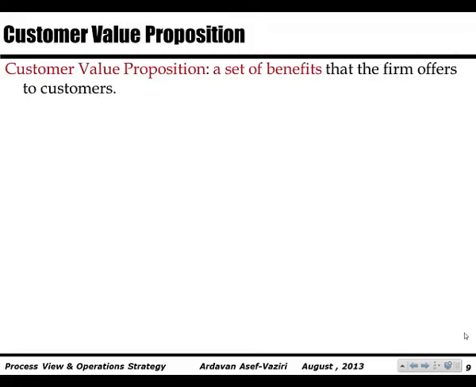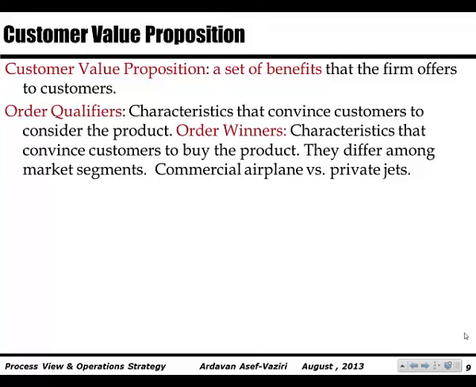Customers define product attributes in four-dimensional space of price, quality, response time, and variety. Companies can develop a customer value proposition to fulfill the expectations you have in the four-dimensional space of price, variety, response time, and quality. Products have two classes of characteristics.